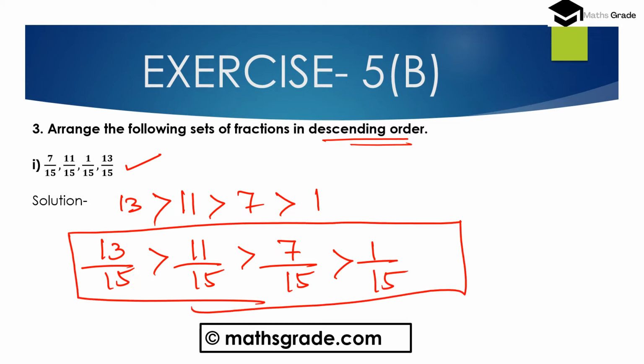So when we compare the fractions having equal denominators, that is when we compare like fractions, the numerator having the smallest number is the smallest fraction and the numerator having the bigger number is the biggest fraction. So here 13 divided by 15 is the largest fraction and 1 divided by 15 is the smallest fraction. So this is the arrangement of the sets of fractions in descending order.